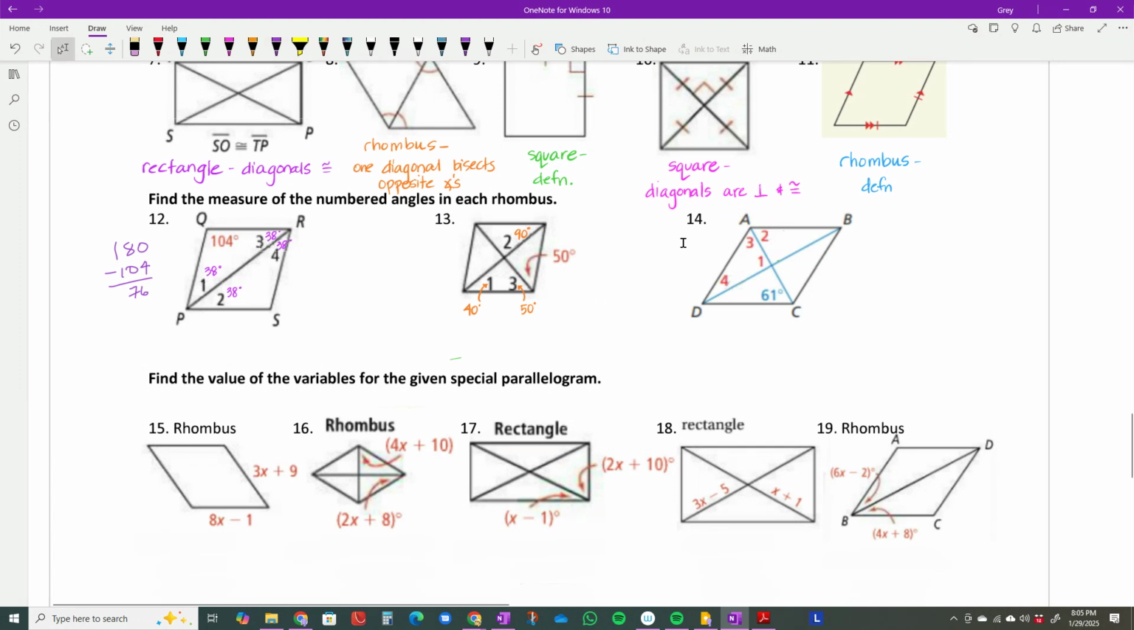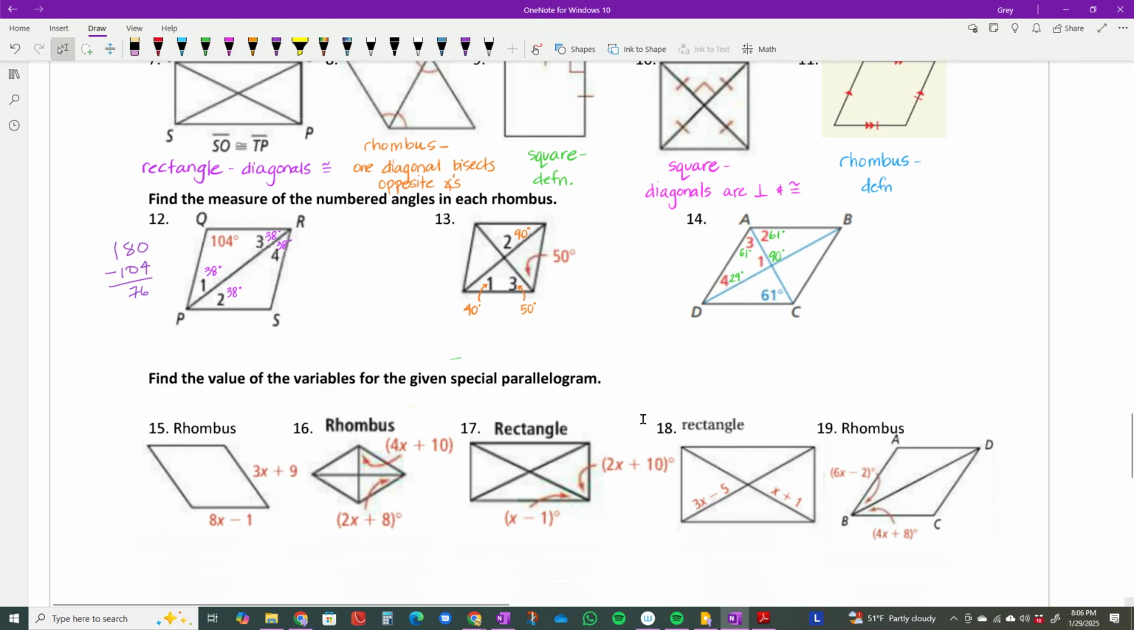Number 14. All right, again, a rhombus. And we know the measure of angle 1 has to be 90. And we know that if this is 61, then you know that's 61. And what else do you know is 61? You know that angle 2 is 61, and you know that angle 3 is 61. And 3 and 4 are complementary. So if 3 is 61, then that leaves 4 to be 29.